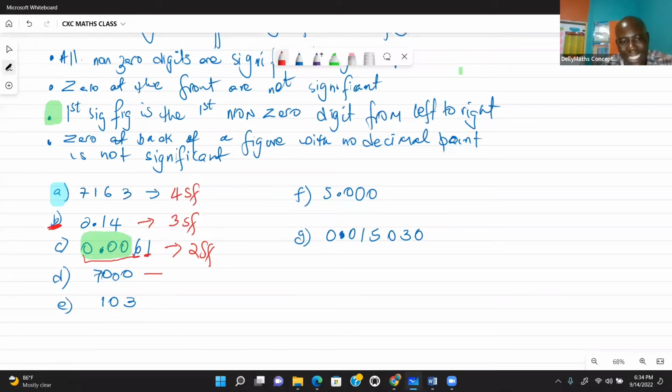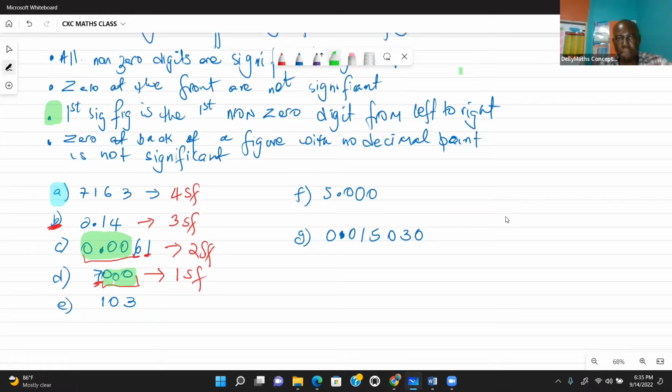Now let's look at D. If you notice, these are like rules. There's no working out, no nothing. Remember, we said that zeros at the back, when there is no decimal point, are not significant either, which means that we only have 1 significant figure right here, which would have been the 7. Those zeros here are not significant, and they are classified as trailing zeros. So when the zeros are at the back, we classify them as trailing zeros.